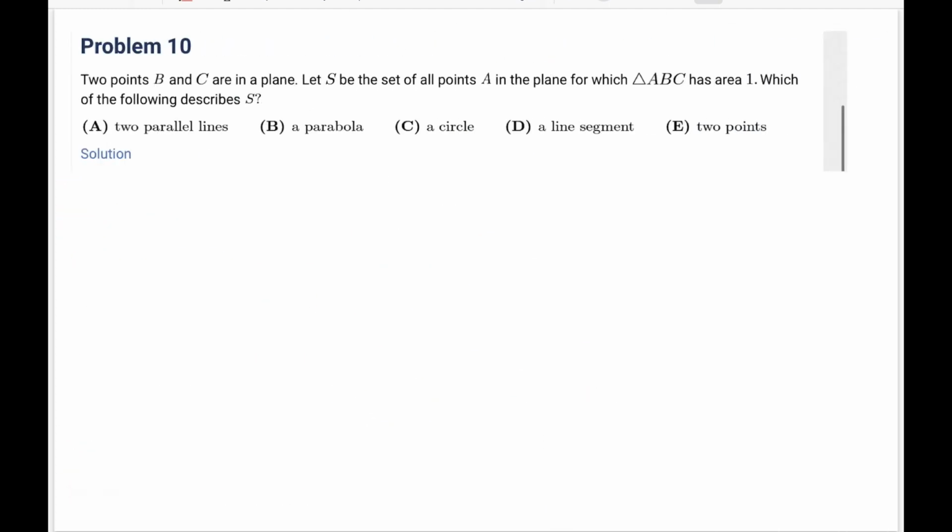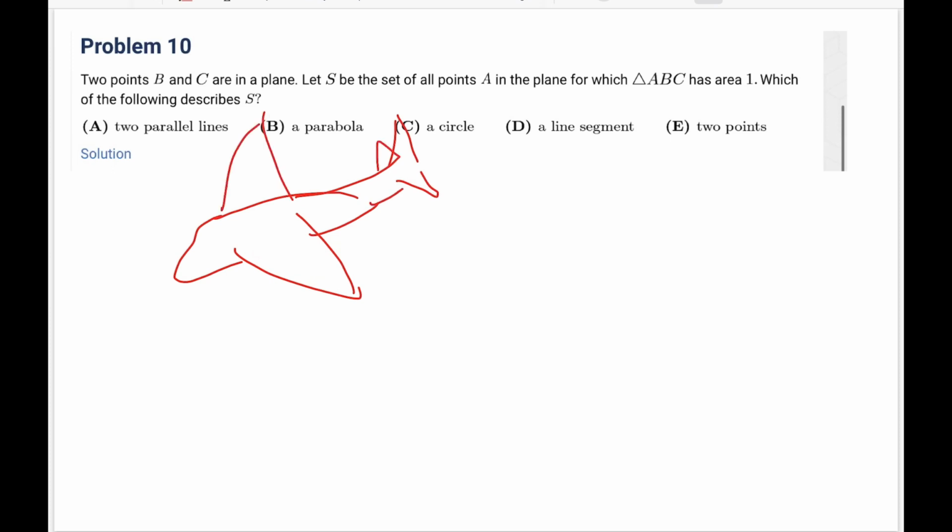Number 10. Two points B and C are in a plane. Let S be the set of all points A in the plane for which triangle ABC has area 1. So if two points B and C are in a plane, let me draw this. They're in a plane. They're very, very safe. And then they're in this great plane. I'm kidding.